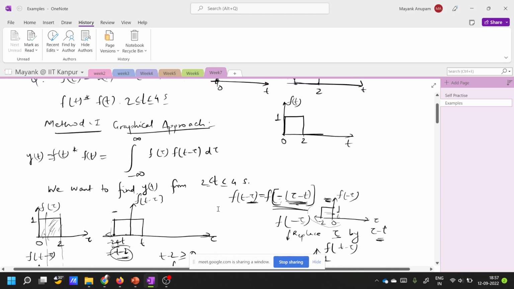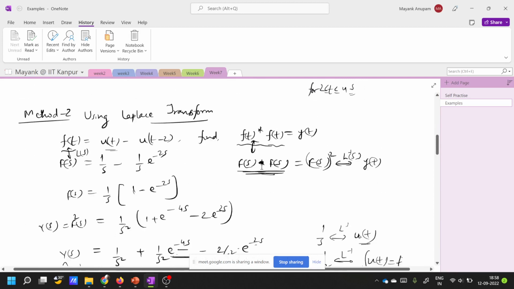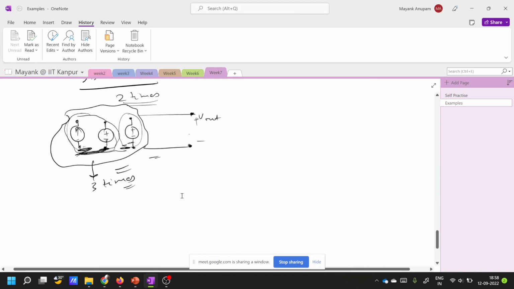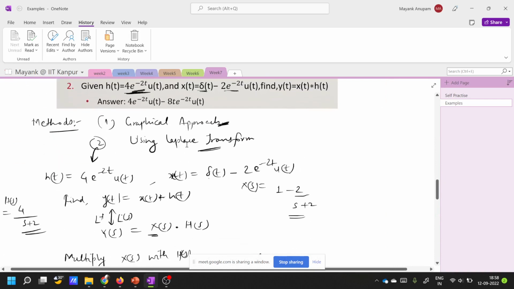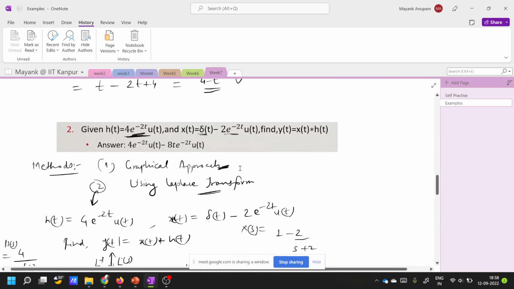So solve some examples. Solve your assignment also. You can find examples in the same book that I mentioned, Alan V. Oppenheim, Signals and Systems. In the second chapter on LTI systems, there are plenty of examples on convolution that you can solve. You can also take the second question that we solved using Laplace transform here. You could also go through the graphical approach, and you will be able to solve it that way too.